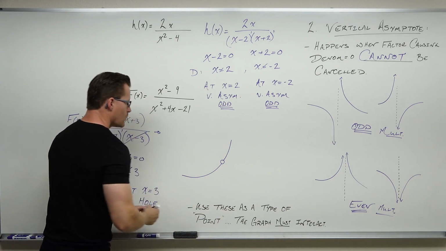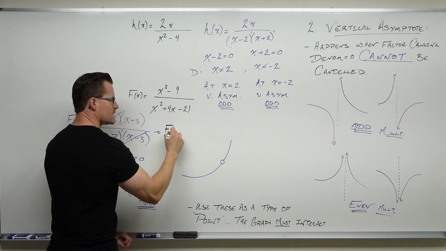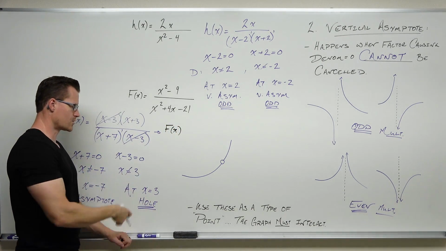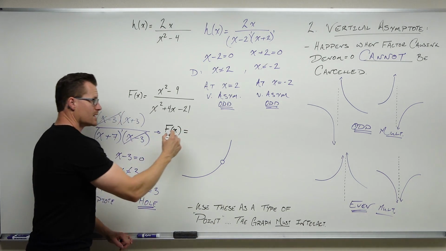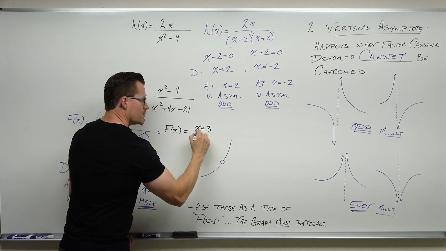You see, the reason why we don't do this first is because a lot of times if you let students cross these out first, they miss the fact they have a hole. But the fact that this does simplify leaves you with a simpler function.